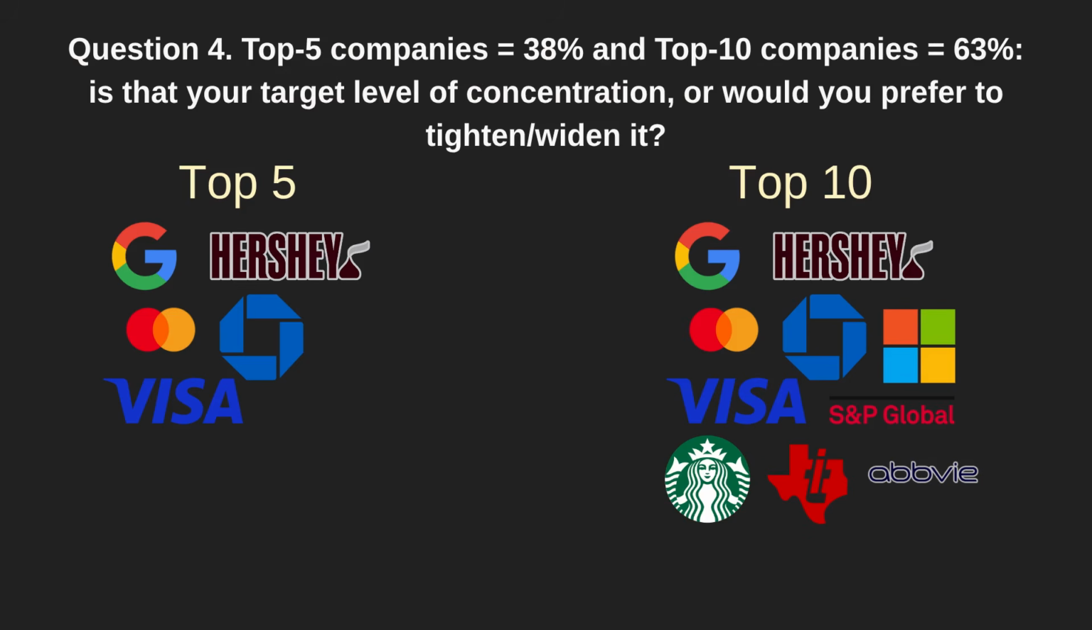Question number 4. Top 5 companies equal 38% and top 10 companies equal 63%. Is that your target level of concentration, or would you prefer to tighten or widen it? Well, I do want my high conviction core holdings to be my largest holdings within my portfolio, at least taking 40 to 50% of it.